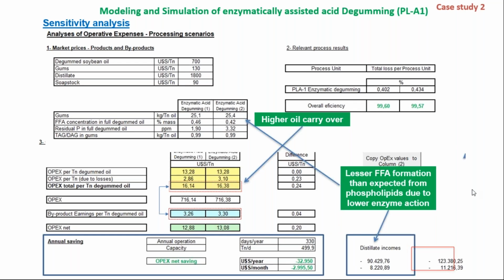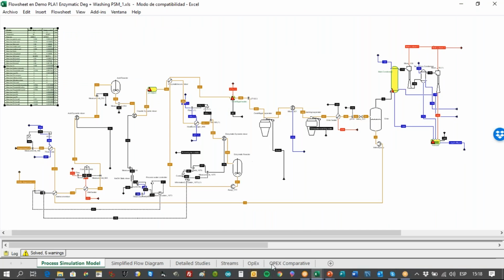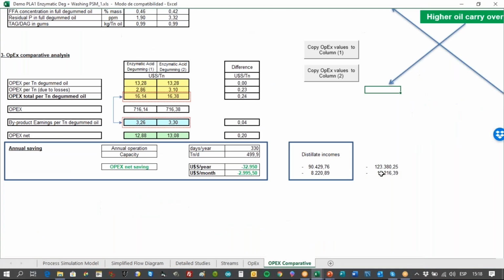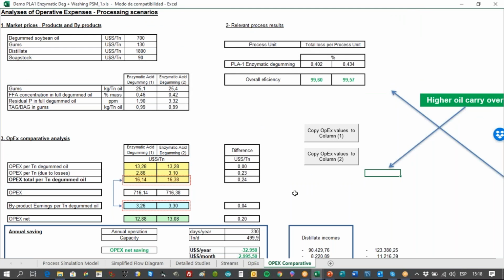Okay, which is a lot because the thing of using an enzyme is specifically to get some gain in terms of less emulsifying effect of the phospholipids, since we are converting them into lysophospholipids, and to have a certain gain in free fatty acid. I'm going to come back just to check. Yeah, okay, this is exactly the same.